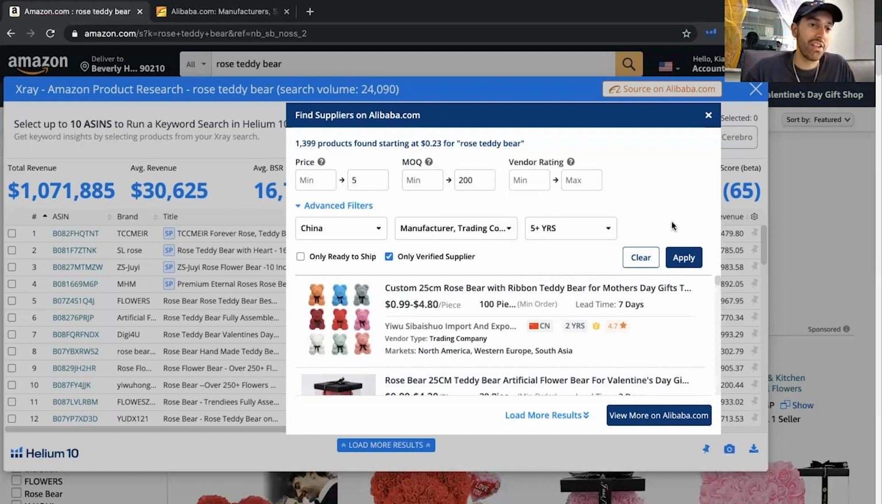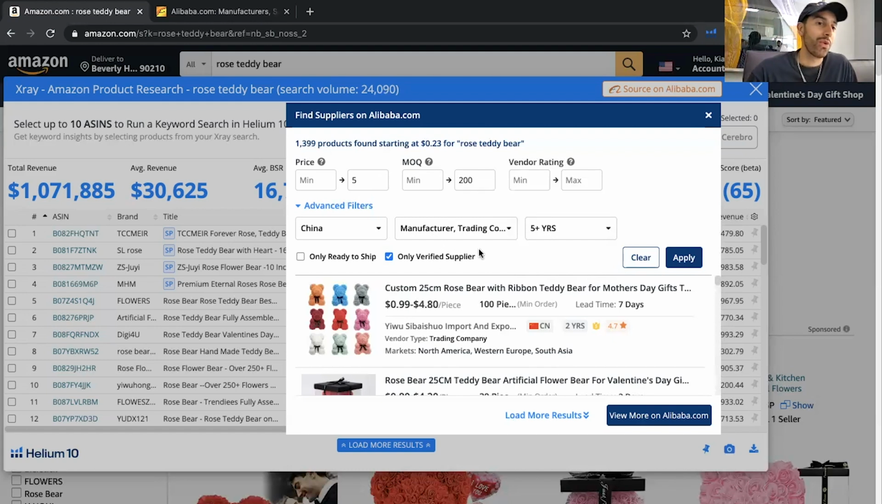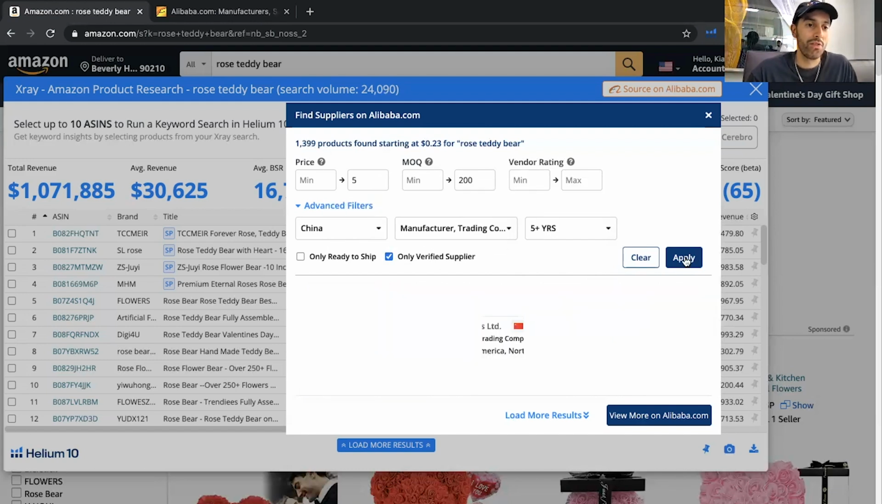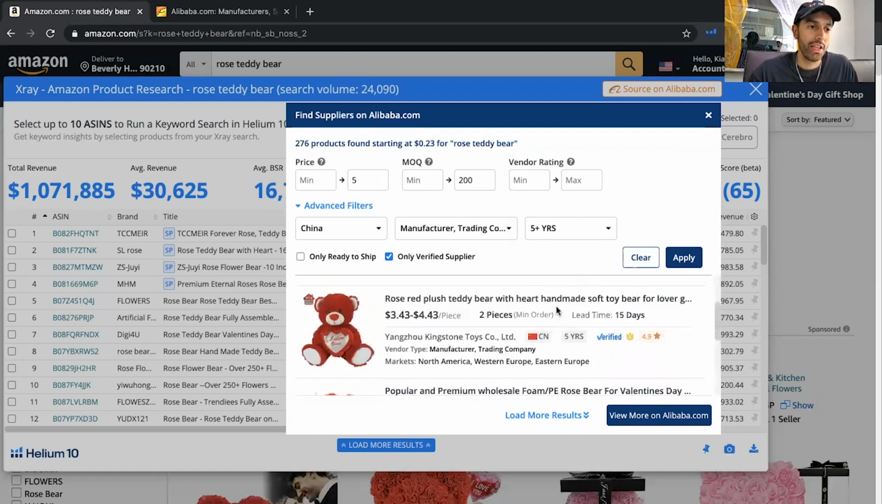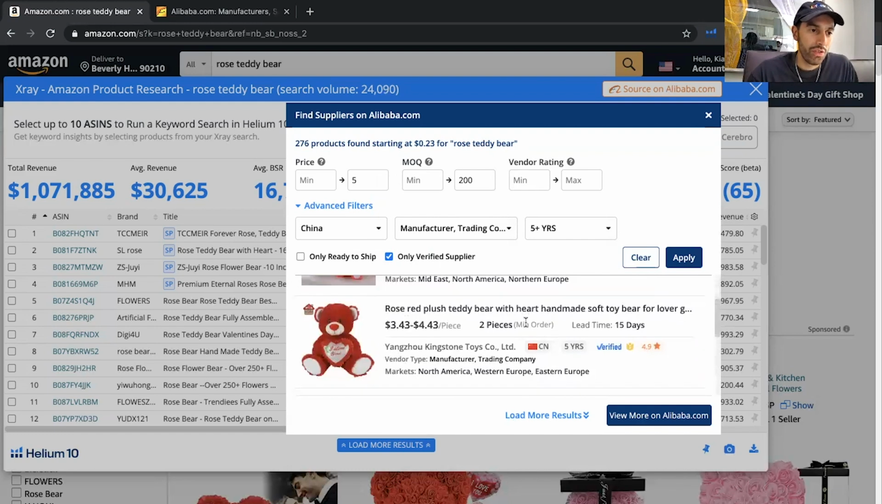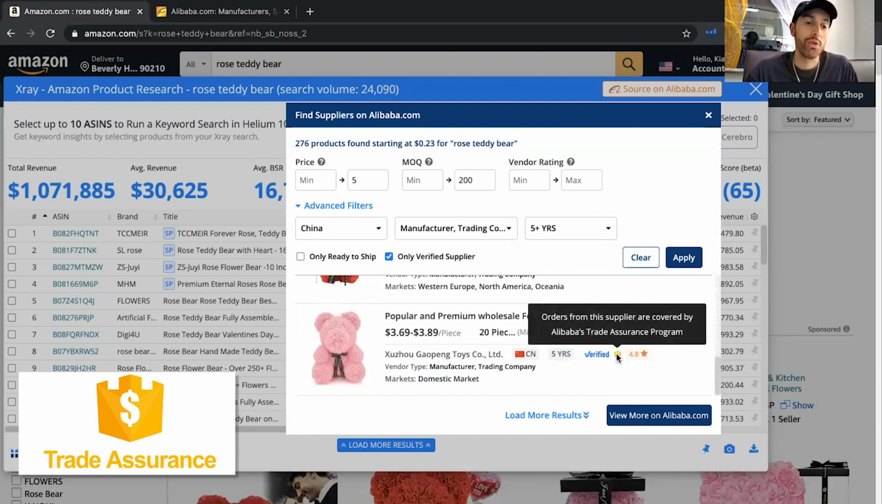This is going to align us with the price that we want, the quantity that we want, the type of factory that we want, the number of years that we're comfortable with, and that their information is all correct. Now we click apply, and then it populates a further list here, which we can analyze. So we're not really seeing the product that we want here, but that was what we were looking for. And they actually do a minimum of 20 pieces. They're a verified supplier. They offer trade assurance, which is so important.